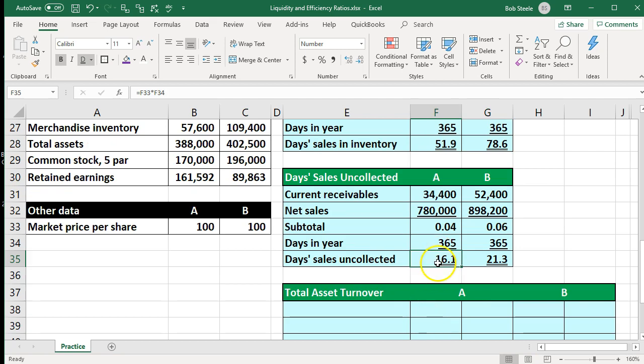It looks like A is performing better here as well because it looks like it's taking fewer days on average to collect the accounts receivable as with B, 16 to the 21.3.